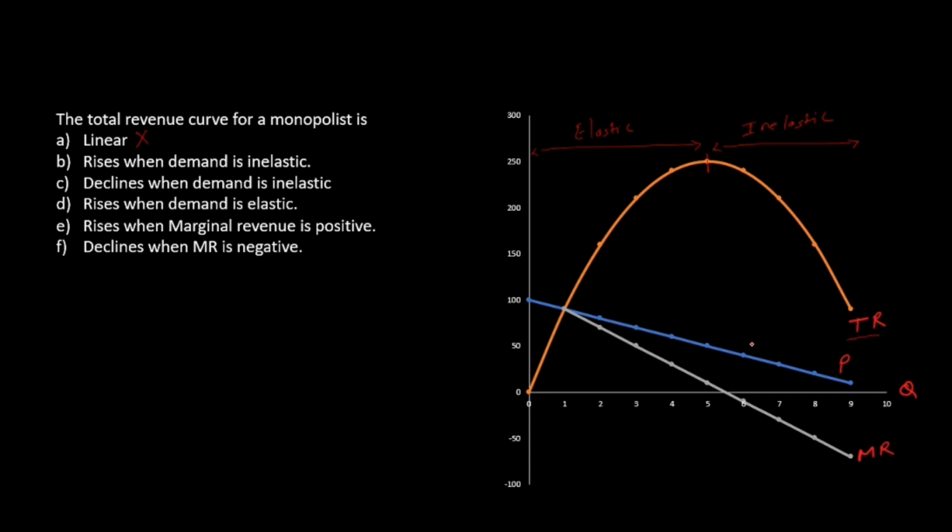Also, if I look at the marginal revenue, my marginal revenue is positive till 5 units of production in this case, and if I further increase my production from 5 to 6, my marginal revenue becomes negative. So as long as my marginal revenue is positive, my total revenue will show an increasing trend, and when my marginal revenue becomes negative, my total revenue starts declining.